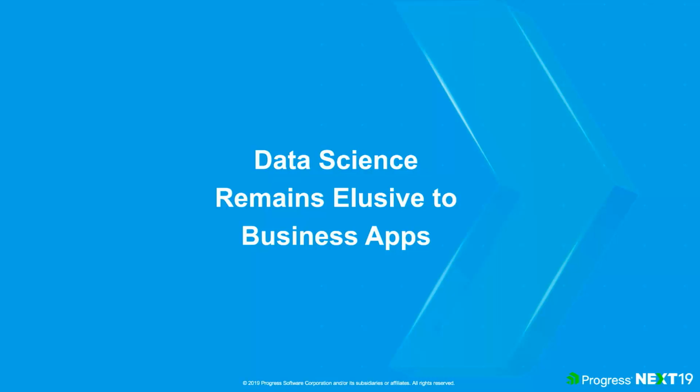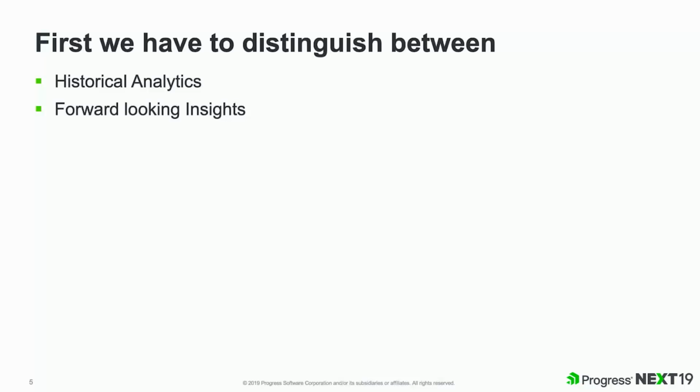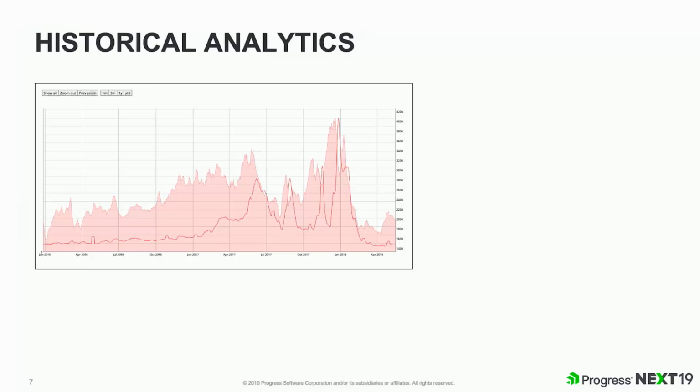So data science remains elusive to business apps. Let's go into the detail, but first we have to distinguish between historical analysis and forward-looking insights, right? First, what happens in historical analysis? You have certain data. In this case, I'm taking time series data. So think of it as some sales that is being reported over time. And generally, our instinctive way is to use business intelligence.